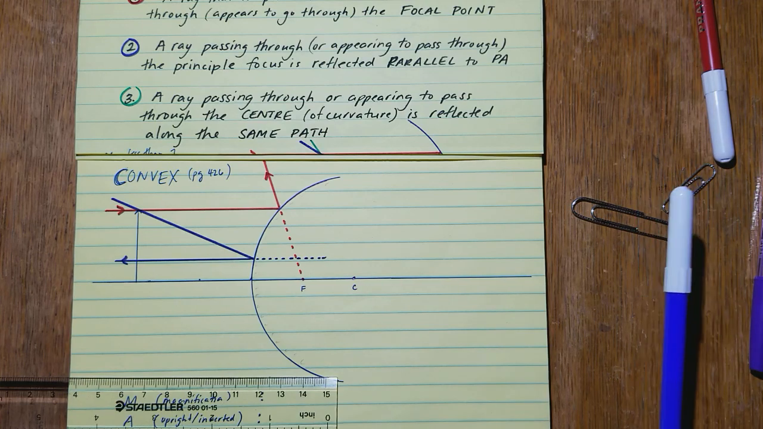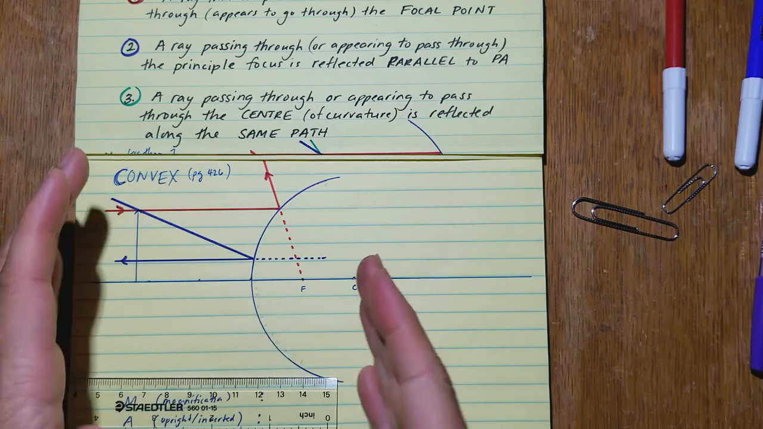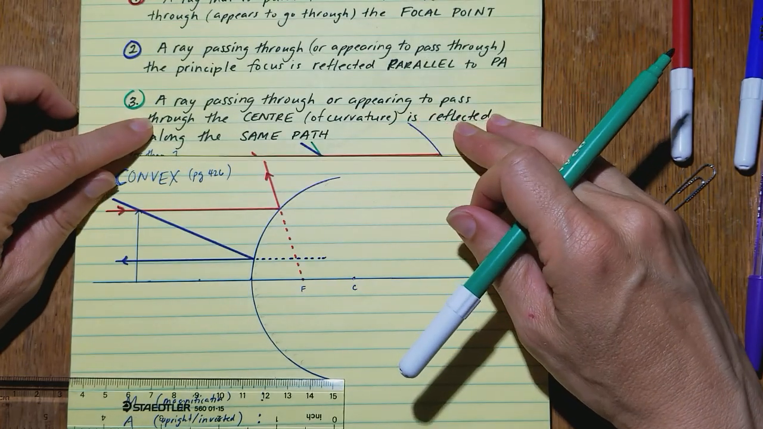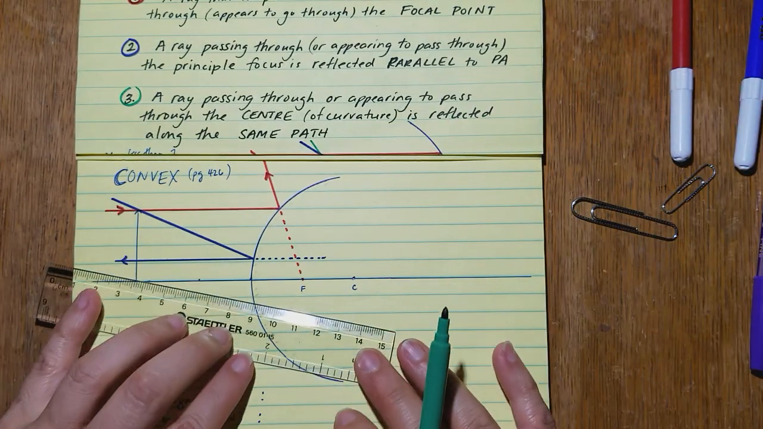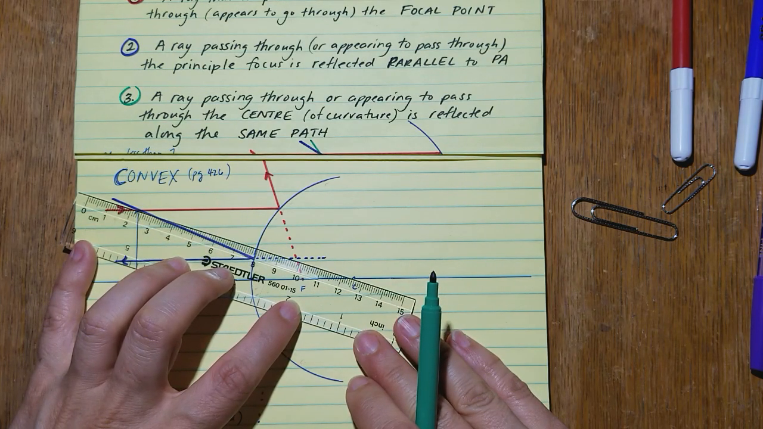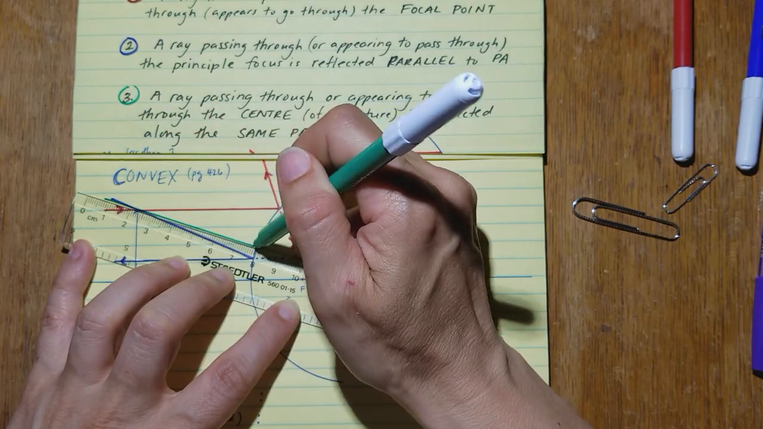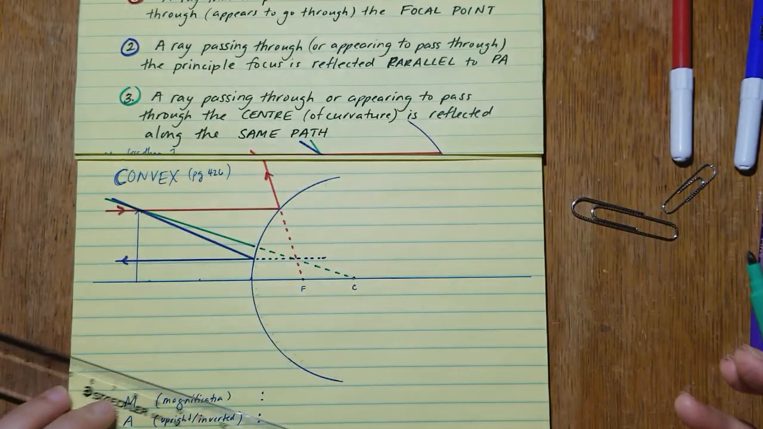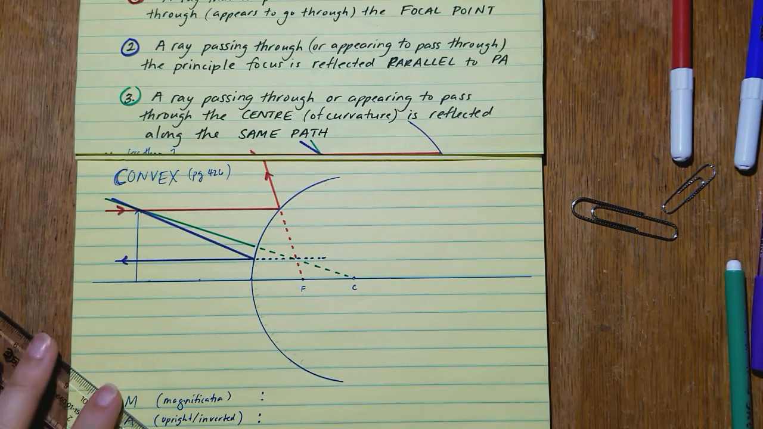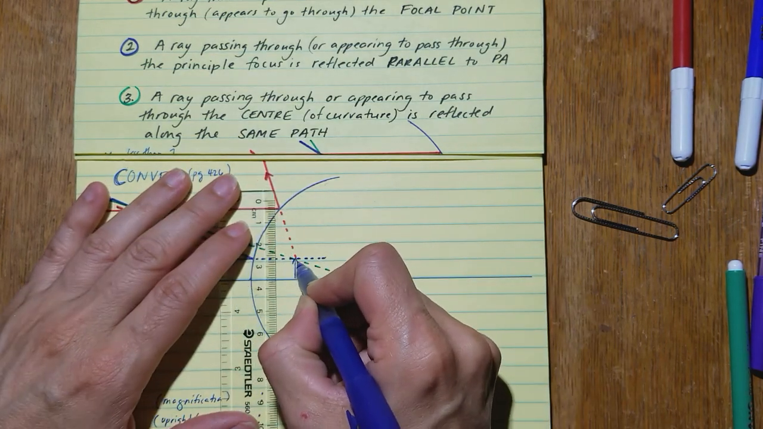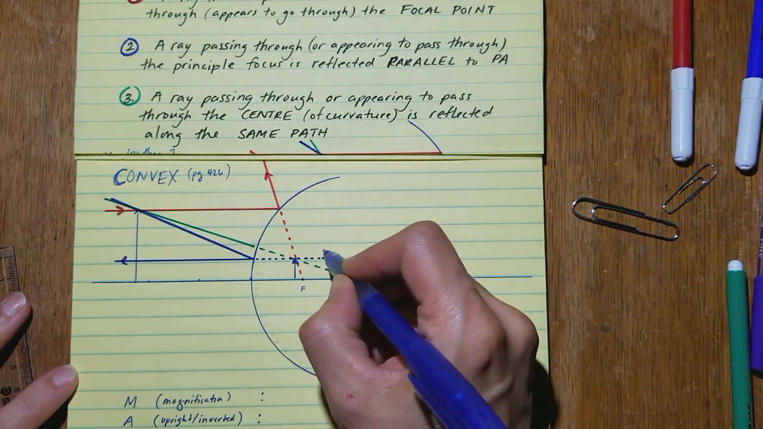Let's do that last one and see if we did a good job. Now, don't forget, all of these things are on the other side of where the object is. So take my green marker. A ray passing through or appearing to pass through the center of curvature is reflected along the same path. So here's the center of curvature, and you're going to take it from the top. And there we go. It comes along, it gets reflected back, but our eye thinks it's coming from the center. And they all cross in pretty much the same point. So now you are going to go here and draw in your image. So there's my image.